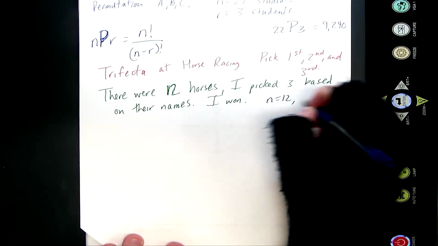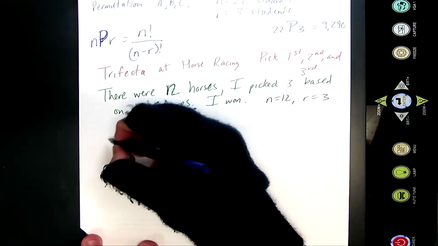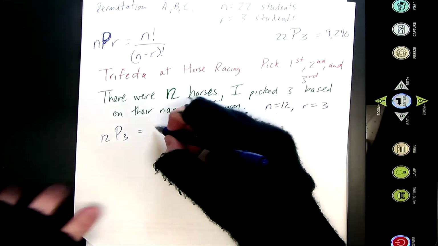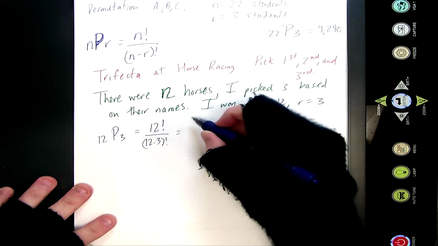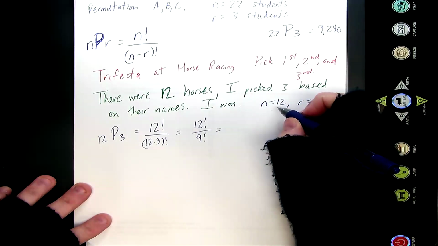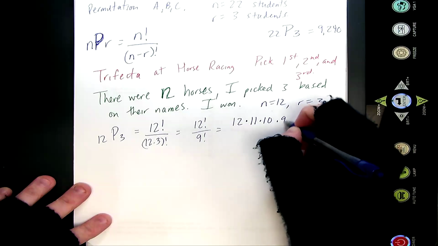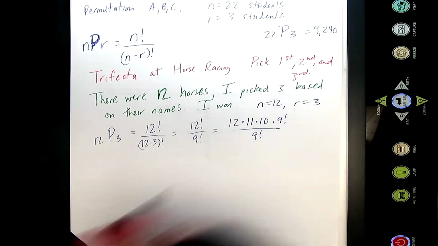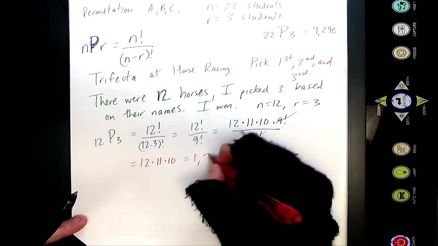Here, my N is 12, my R is 3. So the number of choices that are generated is 12P3. I'm gonna do it without the calculator. This is 12 factorial over 12 minus 3 factorial, which is 12 factorial over 9 factorial. And I can break down the 12 into 12 times 11 times 10 times 9 factorial. I got a 9 factorial on bottom. Those cancel out. And 12 times 11 times 10 is 1,320.